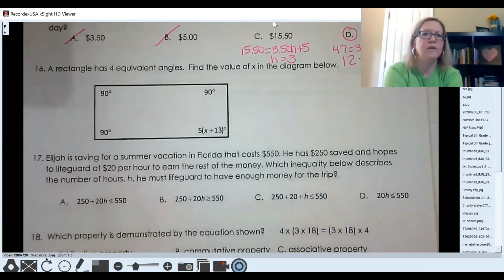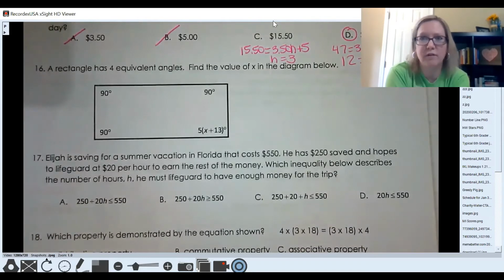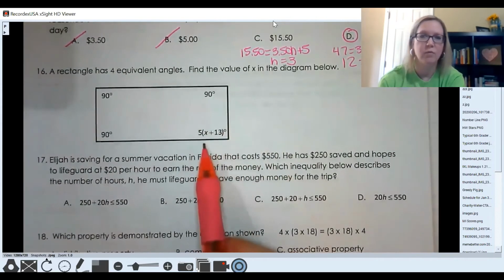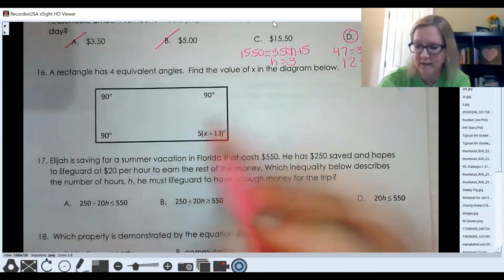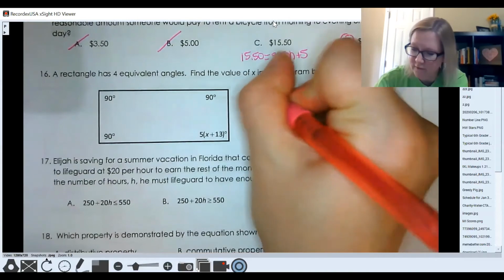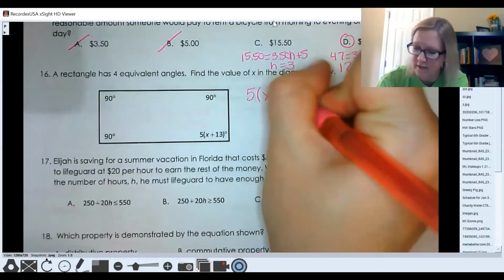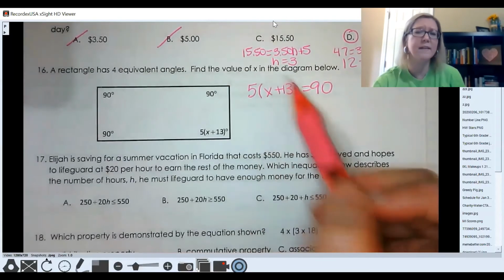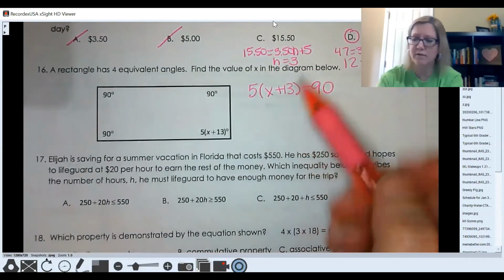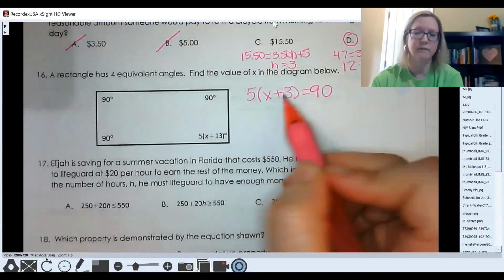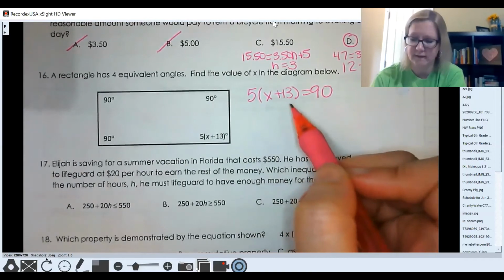Okay, so a rectangle has 4 equivalent angles. Okay, we know on a rectangle, all the angles are going to be 90 degrees. So we're trying to figure out what the value of X is right here. Well, again, we know that this entire amount has to equal 90. Okay, so my equation is 5 times (X plus 13) equals 90. And then we're just solving for X. I could apply the distributive property first and then solve, or I could say, okay, 5 is farthest from the variable since the 13 is inside the parentheses.